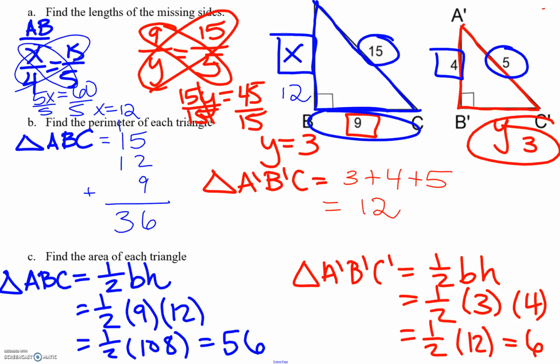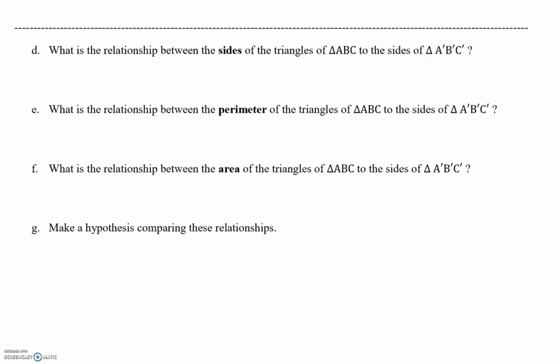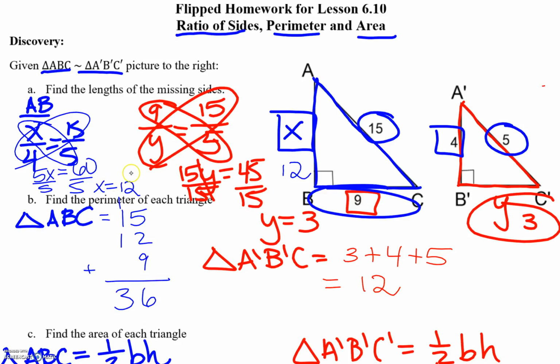Okay, so let's look at the bottom portion. I want you guys to answer the following questions. What is the relationship between the sides of triangle ABC to the sides of triangle A prime, B prime, C prime? This one I'll do with you. If we go and look, we found the sides of AB, which was 12, and the side of A prime, B prime, which was 4. Sorry about that cross off. So 12 to 4.